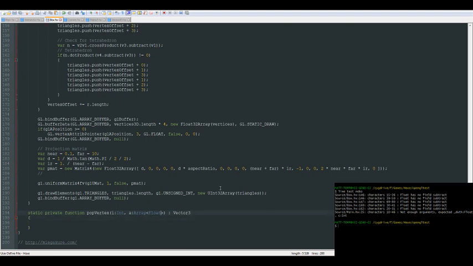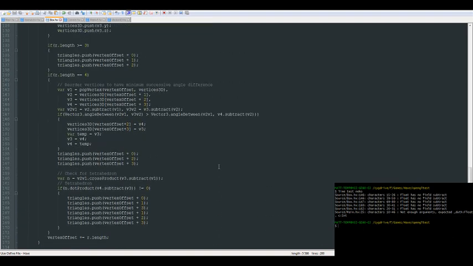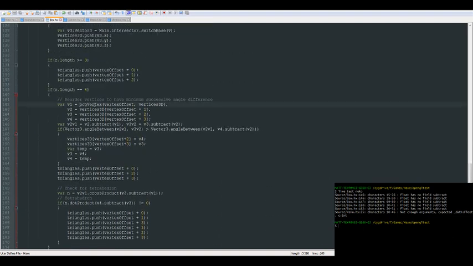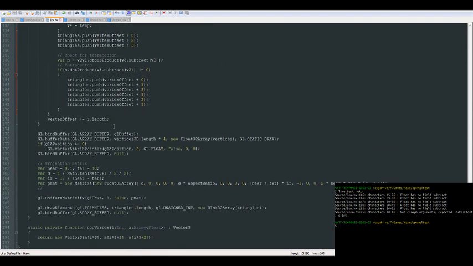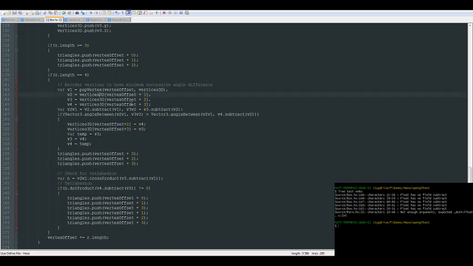Basically return a vector 3 that is made up of all of those. Vector 3 for AI times 3, AI times 3 plus 1, and AI times 3 plus 2. Easy enough. And that should do pop vertex. Yep. Cool.